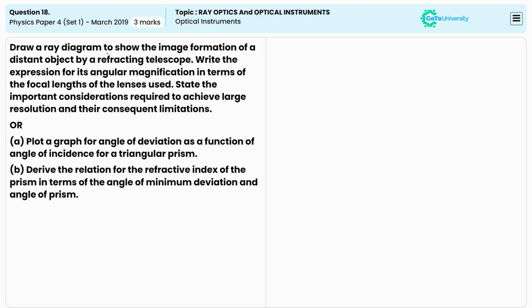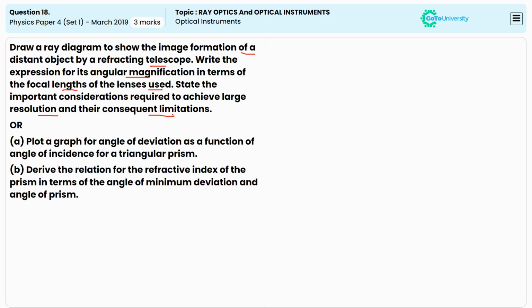Draw a ray diagram to show the image formation of a distant object by a refracting telescope. Write the expression for its angular magnification in terms of the focal length of the lenses used. State the important consideration required to achieve large resolution and their consequent limitations.